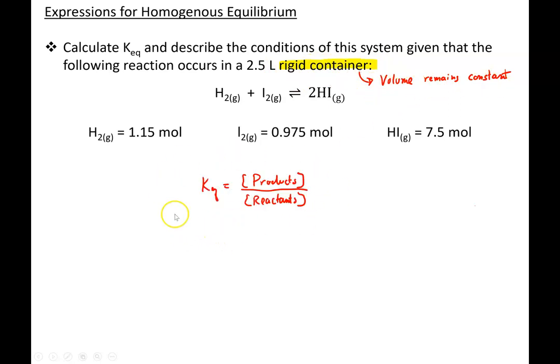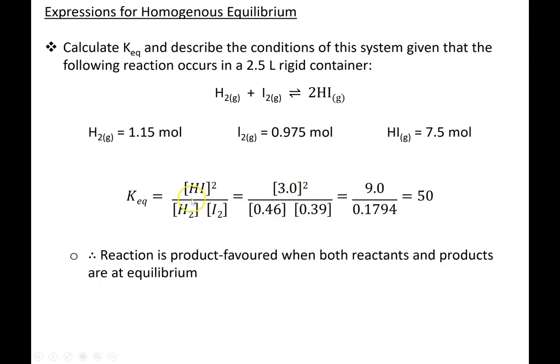So the first step is to write out our equilibrium expression. If you recall, KEQ is the concentration of the products divided by the concentration of the reactants. So I'm going to write the concentration of HI, which is the product, over the concentration of H2, which is a reactant, and I2, which is the other reactant. Don't forget that when we balance the equation, there is a 2 in front of the HI, and so the coefficient must be placed as an exponent for the HI concentration. From there, we can substitute our molar concentration values into the equation and solve for KEQ.